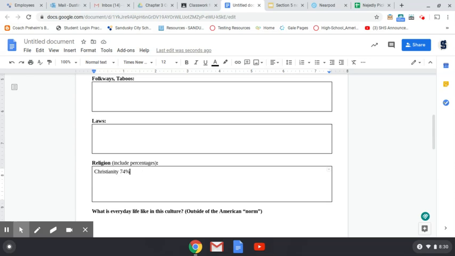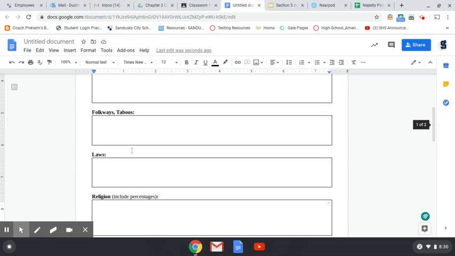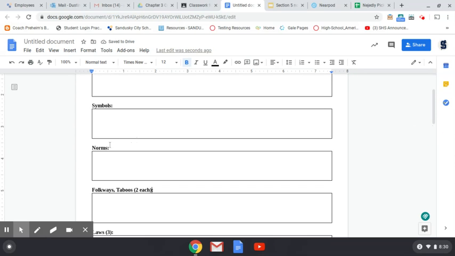So the question is, how many do we need of each? For religion and language, however many languages they speak that you see there, I want you to list them all. For laws, I want there to be 3. For folkways and taboos, we're talking 2 each. As we go up and look, norms, what do we want here? We want 3. Symbols, 3 also. So that's how many you need to do of each.